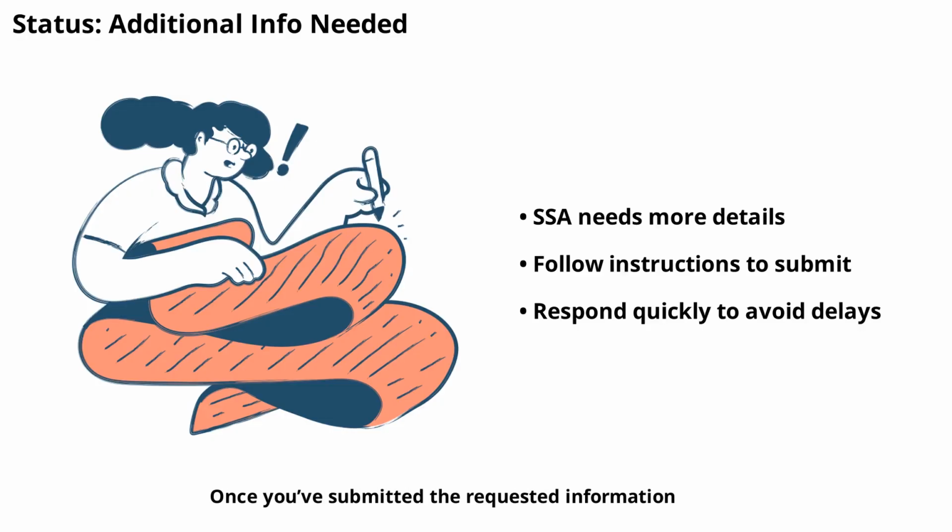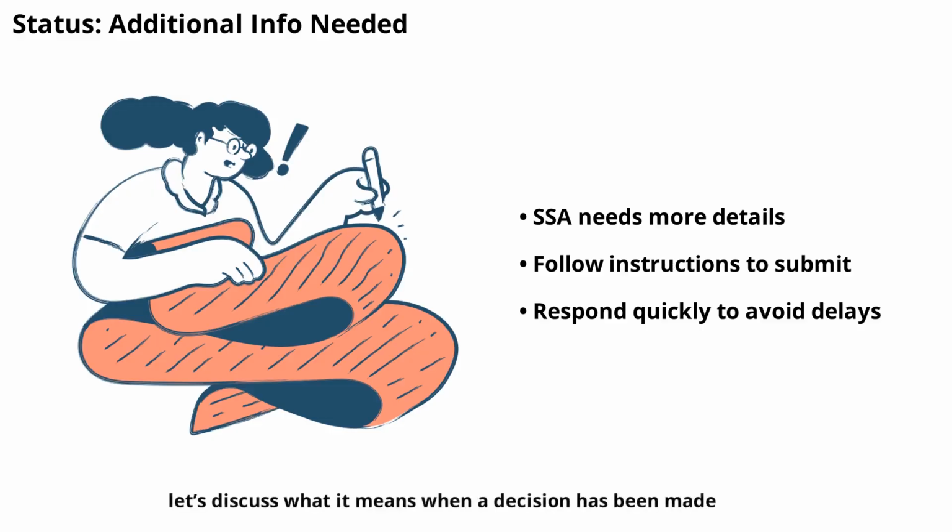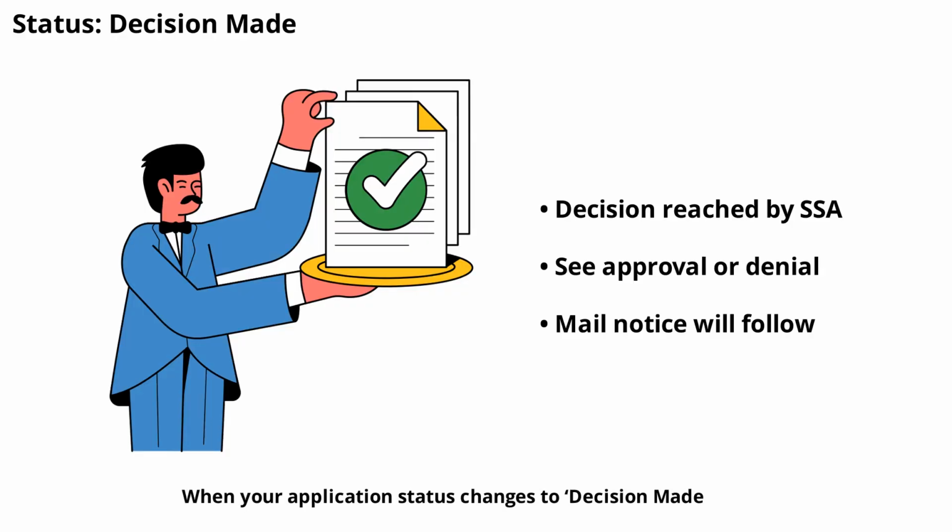Once you've submitted the requested information, your status will update again. Next, let's discuss what it means when a decision has been made. When your application status changes to Decision Made, it means the SSA has finished reviewing your case and a decision has been reached. You'll be able to see whether your application was approved or denied.